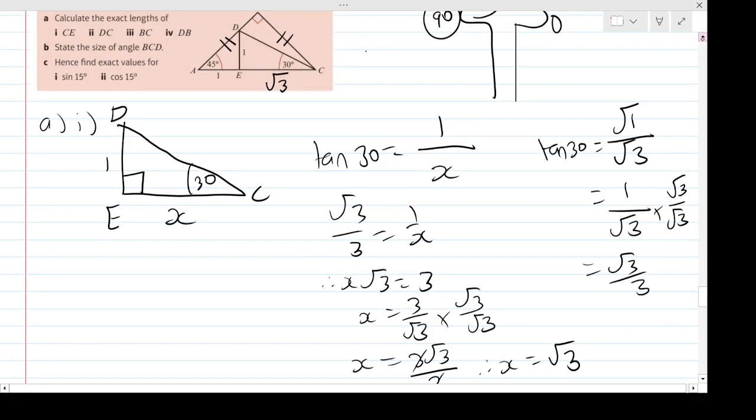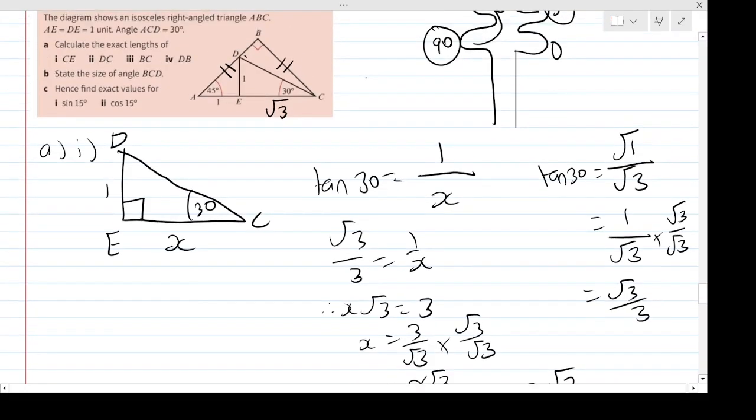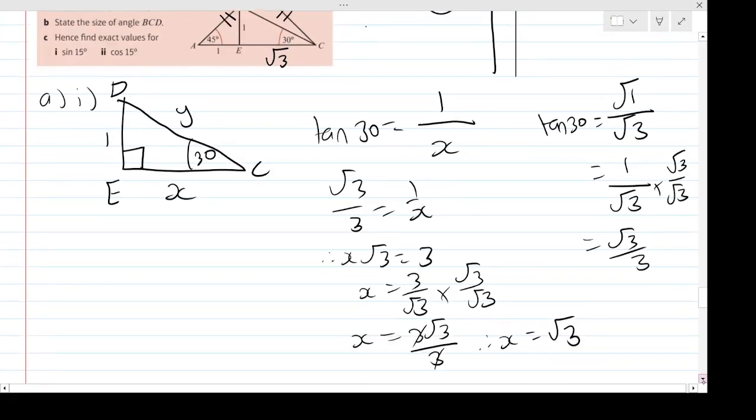Anyway, for part 2, we need to find the length DC. So that'd be that side. So that'd be this angle, right? If I call that length y, that'd be DC. But again, I can use SOHCAHTOA, right, to find that next part.